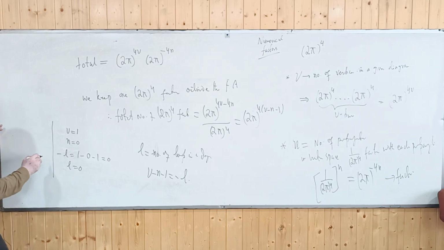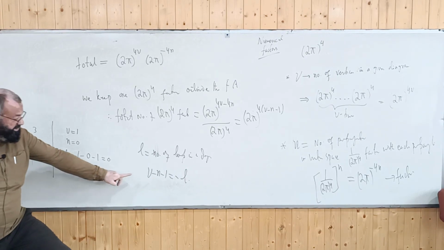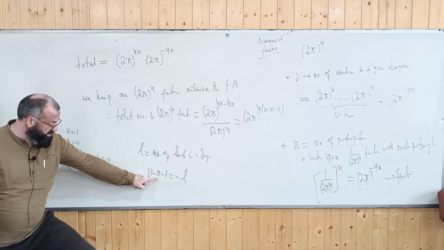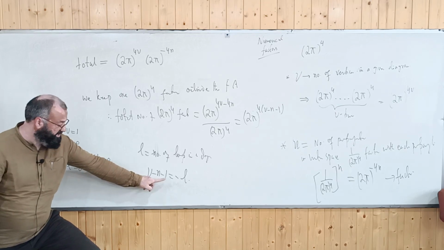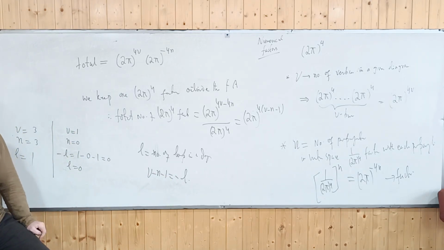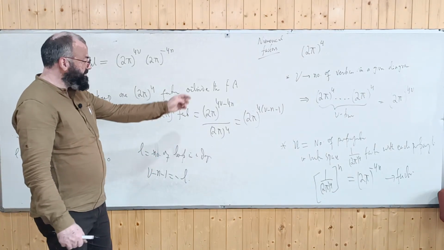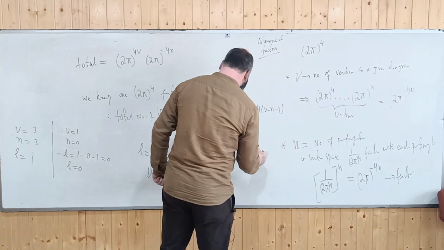Now let's take another case. Let's say you have 3 vertices. How many propagators are there? 3. So how many loops are there? You have 3 vertices minus 3 propagators, so that will cancel. Minus 1 is equal to minus L. L is equal to 1. How many loops are there? 1 loop.